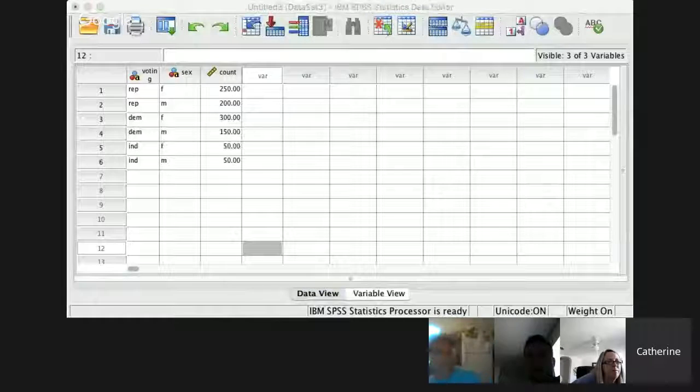So for this one, I think the rows would be voting preference, like Republican, Democrat, Independent, and then what you're moving over for your other one is going to be the sex, male or female. I don't know how to determine which one. Do you get what I did here, or what Donna did? Yes. Can you go to the variable view just so I can see the difference?